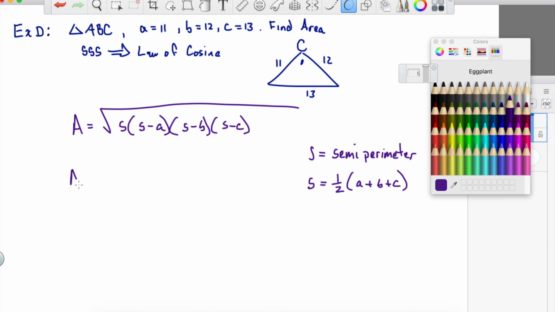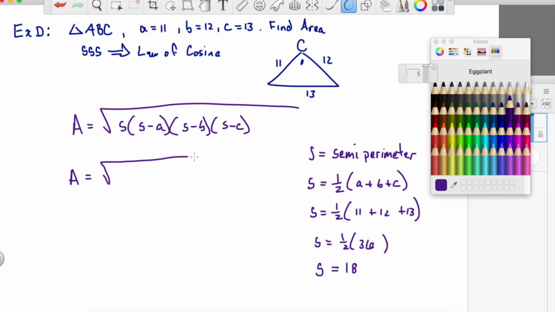So let's put it in. Well, let's find the semi-perimeter first. So 1/2 of 11 plus 12 plus 13. 11 plus 12 is 23 plus 13 is 36. Half of 36 is 18. I think I did my math right. Okay, so square root of 18 times 18 minus one side, 18 minus the other side, 18 minus the last side.